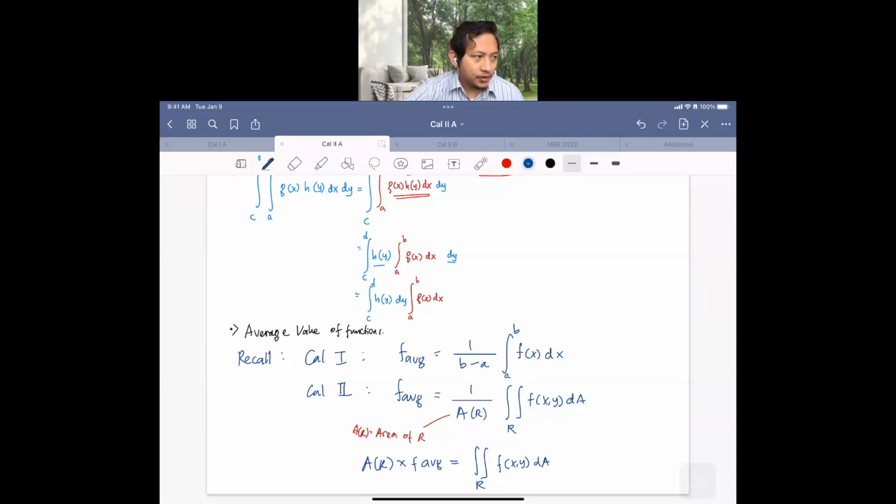So I think that's all for double integrals over the rectangle. So perhaps I will give you some questions before we move on to 15.2.